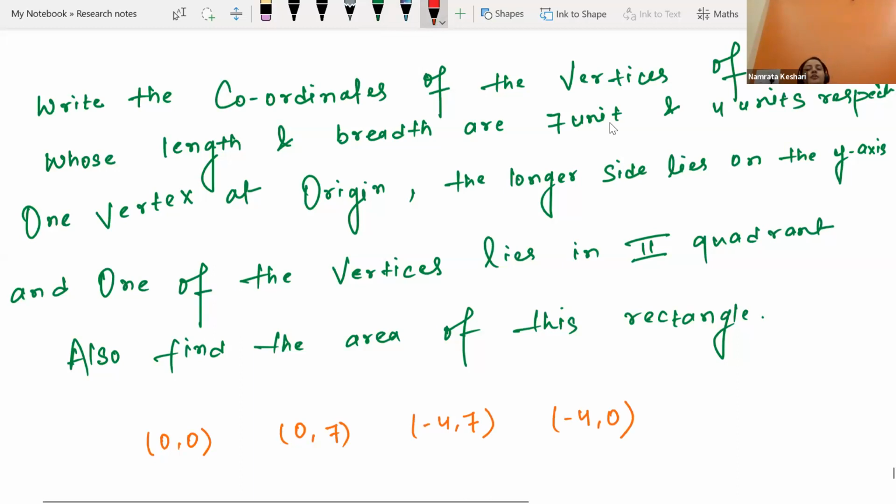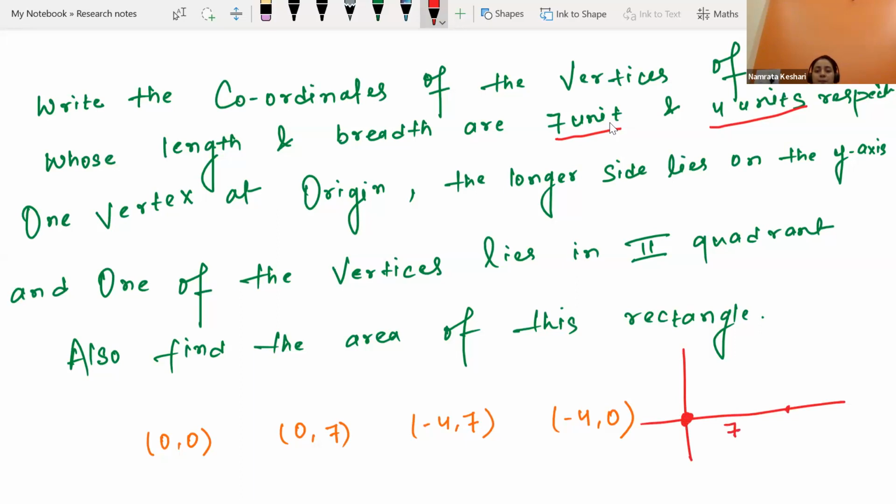Write the coordinates of the vertices of a rectangle whose length is 7, breadth is 4. This type of question we have solved, but the difference is the figure. At least the starting figure was given, but here nothing is given. A rectangle has one vertex at the origin. Now it says that length is 7 units, so from the origin we will go 7 units.